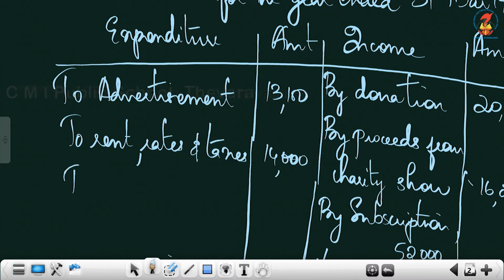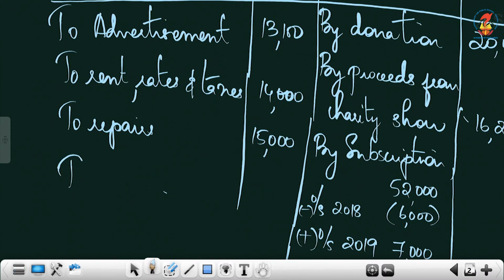Then repairs, 15,000. Printing and stationery. So all these expenses are recurring, so we are writing it here.